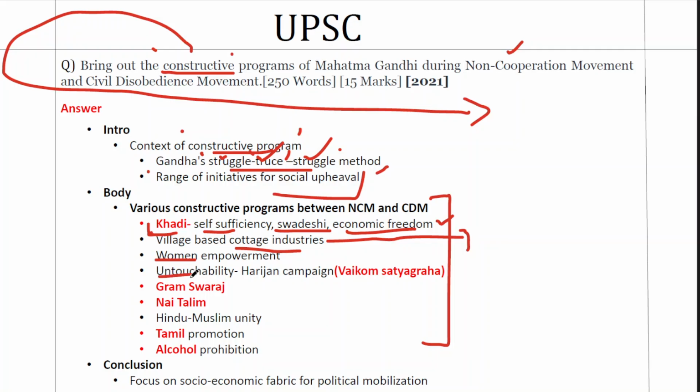Next step is untouchability. This is the period during which Gandhi and Ambedkar were engaging in the debate about the Poona Pact. Gandhi's side to it was propagated through his campaign for Harijans. He participated in the Vaikom Satyagraha in the year 1925, and he campaigned against untouchability. That is also part of the constructive program. Next up you have Gram Swaraj, the idea of self-sufficient villages. That was his idea.